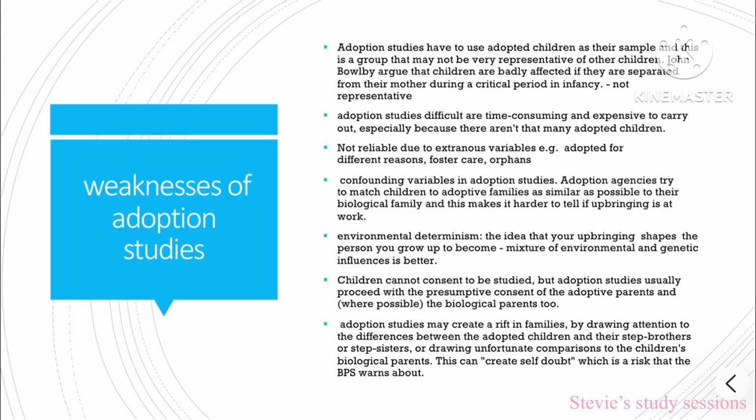Adoption studies are difficult, time-consuming and expensive, and there aren't many adopted children. It's not reliable. Extraneous variables do affect the study. Confounding variables also affect the study. Environmental determinism is the idea that your upbringing shapes who you become, and only your upbringing. A mixture of environmental and genetic factors is a better explanation.